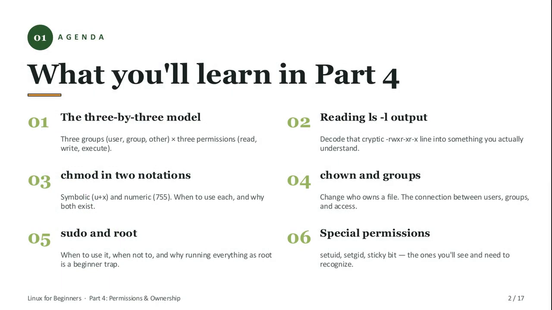Here's the path we'll take. We'll start with the 3x3 model, 3 groups, 3 permissions. Then learn to read that cryptic ls -l output without squinting. From there, chmod in both its symbolic and numeric forms, chown for ownership, and a careful look at sudo and root. We'll close with the special permissions, decoded, setgid, and the sticky bit, so you recognize them in the wild.